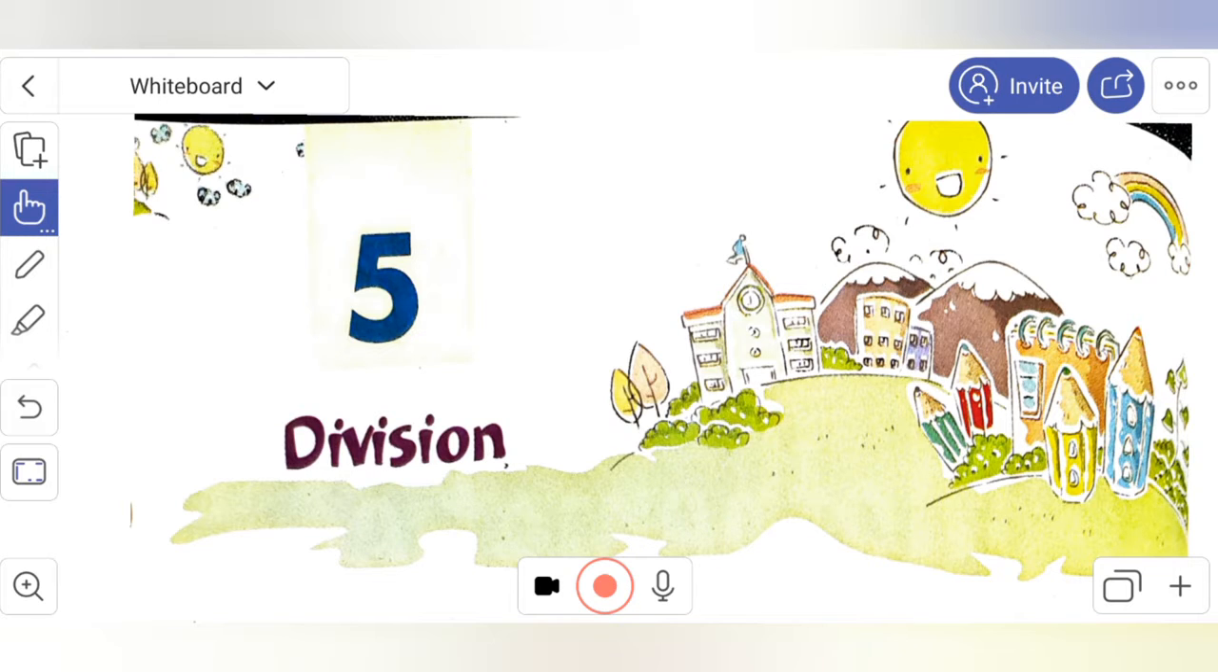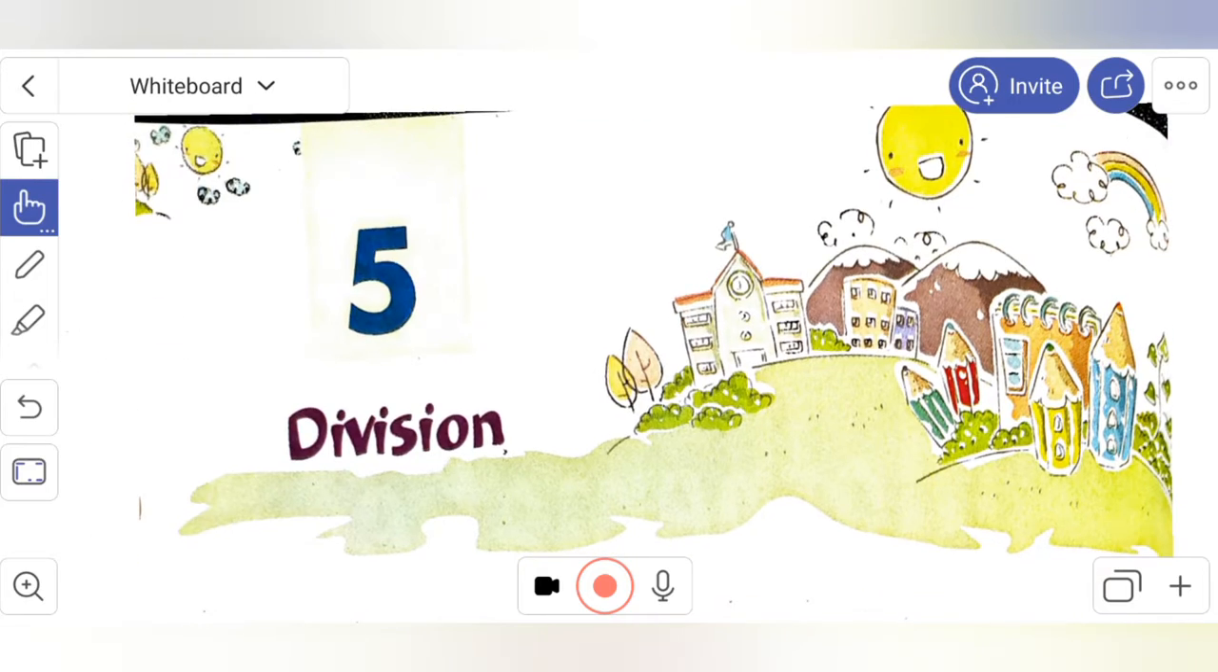So okay, after your second unit, we have started chapter 5 from book 3. The name of the chapter is division. Do you remember what is division? Divide, na? You have learned it in class 3 also. Yes? Okay, let's recall what we have learned in class 3.